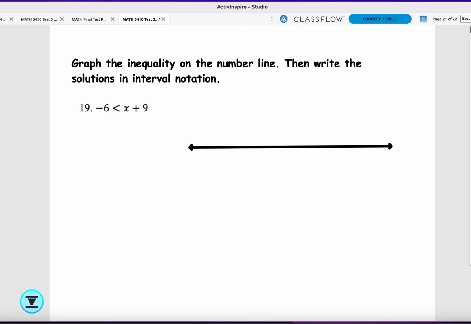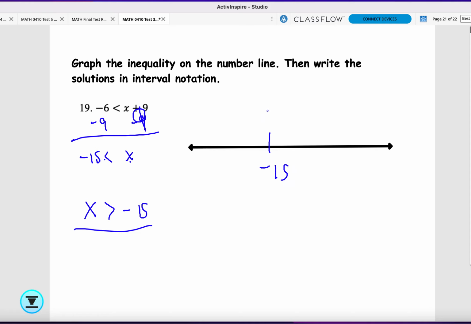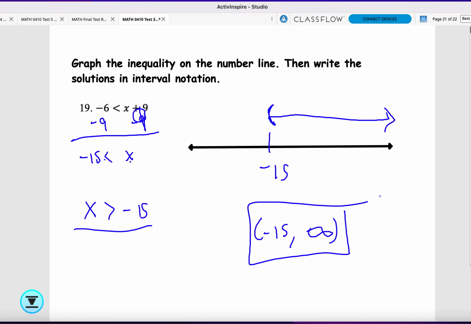All right, number 19. We want to get x alone, so we subtract 9 on both sides. Now notice how we're subtracting a negative, so we're not going to flip the sign here. So we have negative 6 minus 9 is negative 15, less than x. So negative 15 is less than x. I don't really like the way this is written, so I'm going to switch the order. If negative 15 is smaller than x, that means x is greater than negative 15. So we get negative 15, and it's greater than, so it'll be a parentheses going to the right. The interval notation will be negative 15 to positive infinity, and we're done.